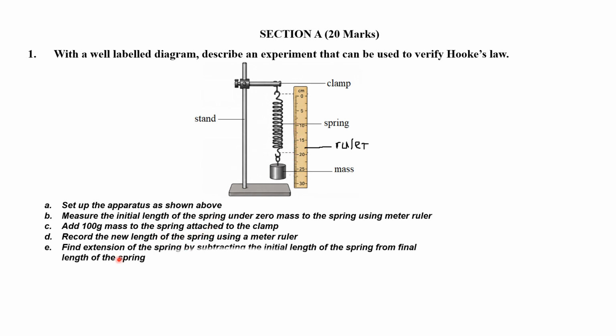Using these two lengths, now you can find the extension. Find the extension of the spring by subtracting the initial length of the spring from the final length of the spring. The final length minus the initial length will give us the extension. Extension is simply the increase in length or the change in length.